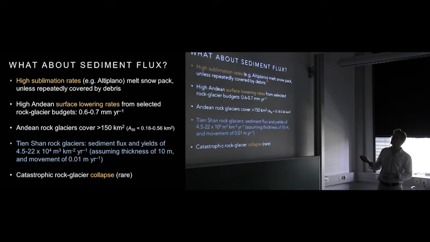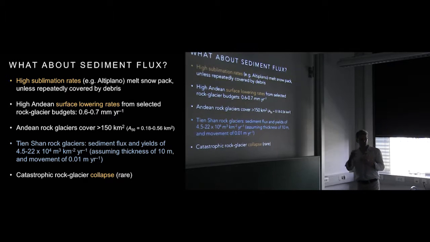In the Altiplano, for example, you have very high sublimation rates. So if you want to nourish your rock glacier with snowpack and ice, you have very little chance unless you cover the snow and the ice with a lot of rockfall. And a few people have ventured out here and used rock glacier budgets to actually infer the surface lowering rates in high Andean cirque basins, coming out with denudation rates that are quite high compared to the ones that you estimate from cosmogenic nuclides. And it gets even better.